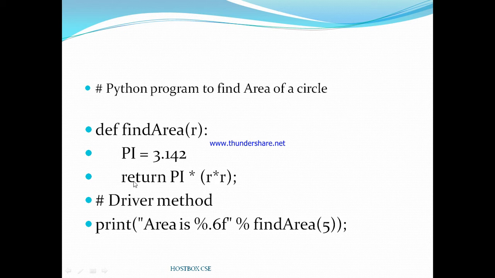Then I am going to the driver method, which means calling the function. I am going to give print area is percentage 0.6 f, percentage find area of 5. I am giving this to get the float decimal value properly. So I am giving find area 5, which means the R value I am giving by default is 5. If you want, you can change the program in the normal manner, that is n is equal to input the number. So this is the way of using the function find area and calculating the area of the circle.